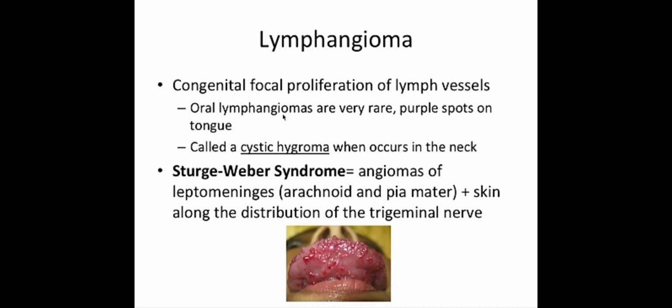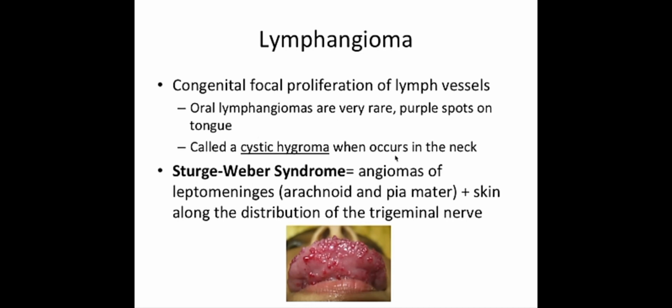Oral lymphangiomas are actually super rare. They manifest as these little purple spots on the tongue. More common would probably be when it occurs on the neck. It's just basically another neck swelling, and it's called a cystic hygroma. That one's a little bit different nomenclature, but cystic hygroma is technically a lymphangioma of the neck.